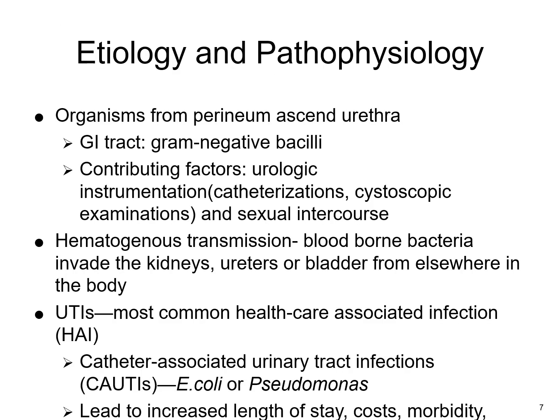So in order for someone to end up with a UTI, there's certain things that happen. So normally organisms from the perineum basically ascend the urethra. So different organisms are supposed to be staying in their different compartments, but for whatever reason, now you're getting these organisms traveling up the urethra. So in the GI tract, for instance, we have gram-negative bacilli that can basically travel. This can happen maybe because somebody's getting catheterized, or maybe somebody's getting a cystoscopic examination, or maybe somebody's having sexual intercourse, right? So different reasons. And then the bacteria basically is traveling and ascending the urethra.